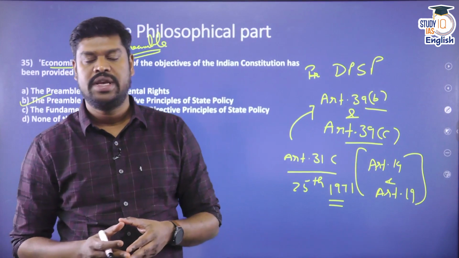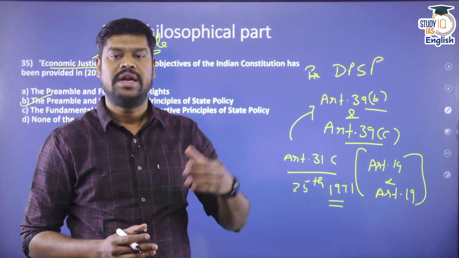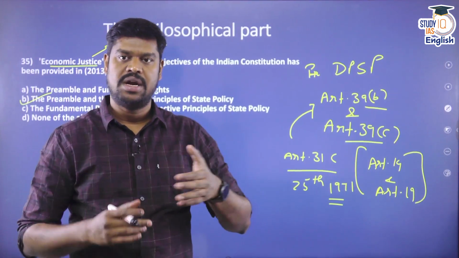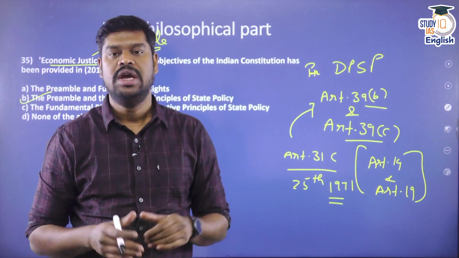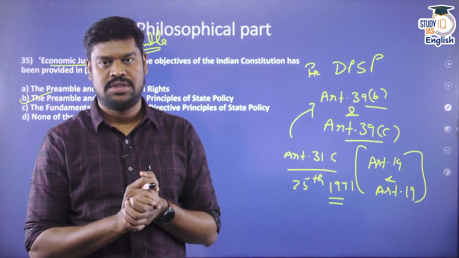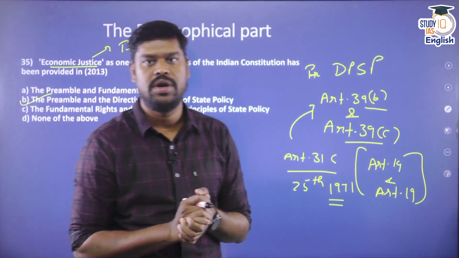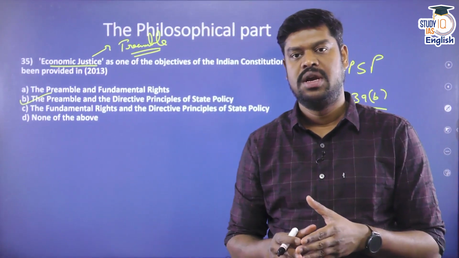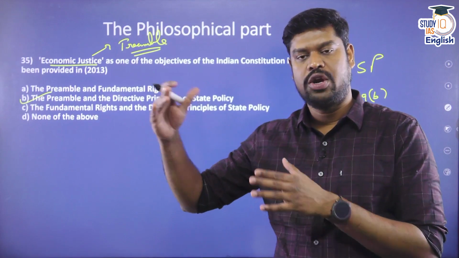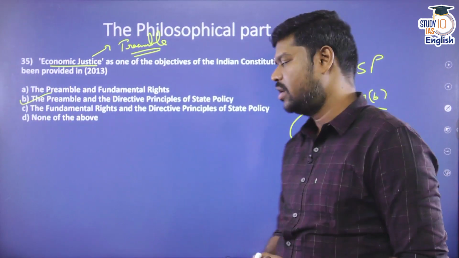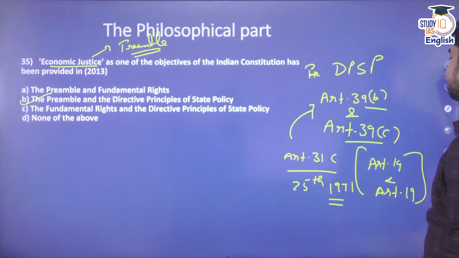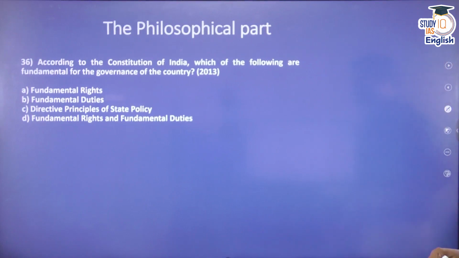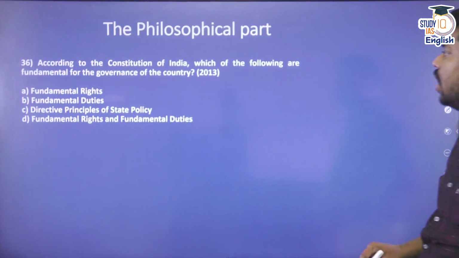That is why it is also said that wherever Article 39B and Article 39C comes in, Article 14 and Article 19 goes out. This is to ensure the idea of justice. The constitution not only talks about equality, the constitution also gives equal importance to the concept of justice. It includes social, economic as well as political justice. Come to the next question.